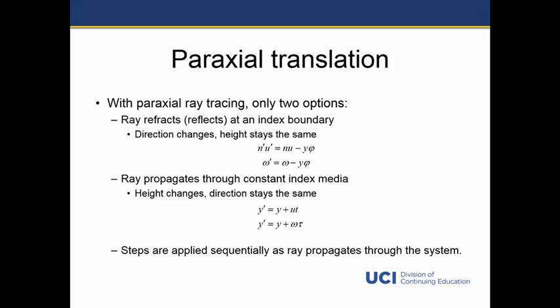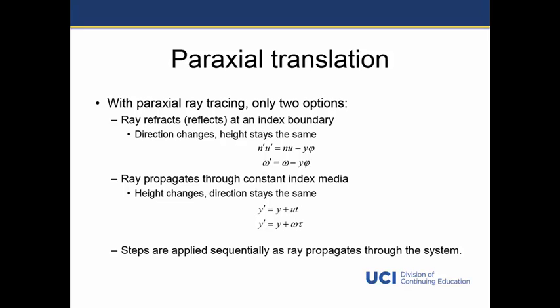When it hits the next surface, it refracts and changes direction and continues on. But when we're doing paraxial ray tracing, we actually get to break that process down into two distinct steps. When the ray hits an index boundary, in the infinitesimally narrow region right at the index boundary, the ray will refract. If it's a reflecting system, of course, it will reflect, but rather than say refract or reflect, I'm just going to stick to refract for our purposes here. So at that region, just at the index boundary, the ray refracts. It changes direction, but the height stays the same.